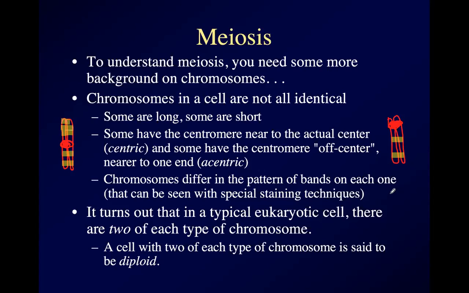It turns out that in a typical eukaryotic cell, there are 2 of every chromosome type. And a cell that's got 2 of each type of chromosome is said to be diploid. Diplo is Greek for double. So diploid means that they are double-oid. They've got 2 of each chromosome type.